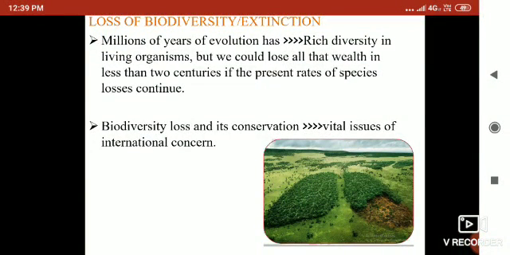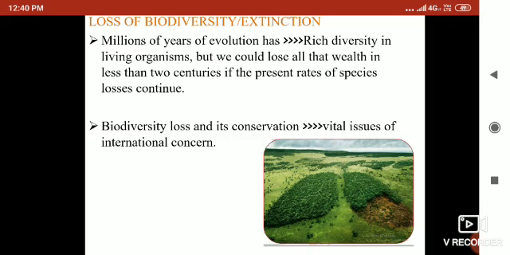Today we are going to deal with loss of biodiversity or extinction. Before getting started with the factors that lead to species extinction or loss of biodiversity, we should first of all have some brief knowledge of extinction, and then later on, in the next part, we will discuss the factors leading to extinction. Okay.